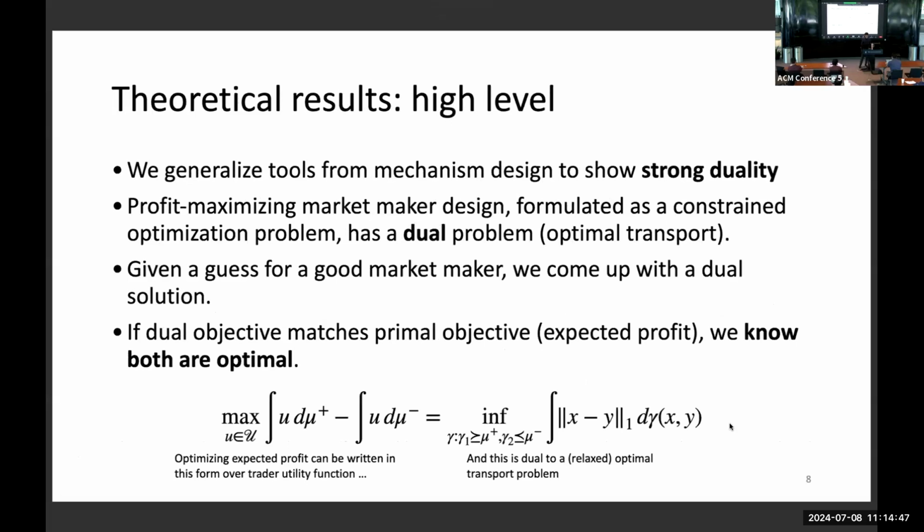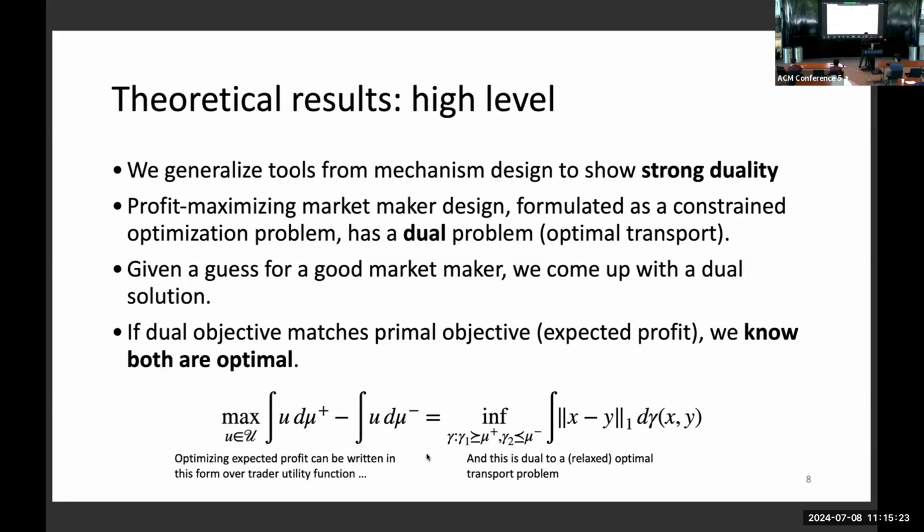So at a high level, I'll quickly go through the theoretical part. As I said, we generalized tools from the traditional mechanism design literature. On the bottom left side, that's how we can write the optimization objective, the market maker's revenue, in the form of the trader utility function U. And this can actually be converted to a dual problem, which is a relaxed optimal transport.